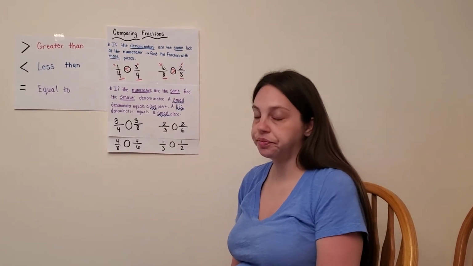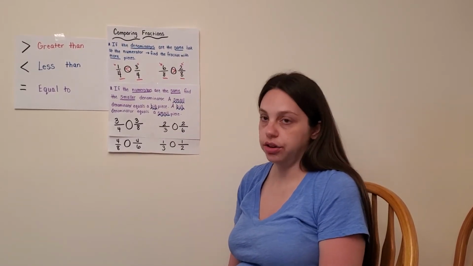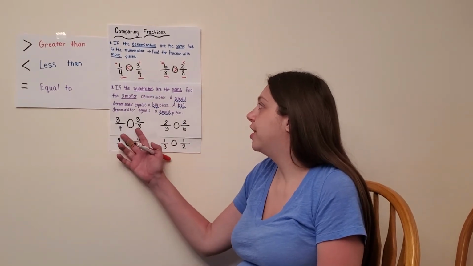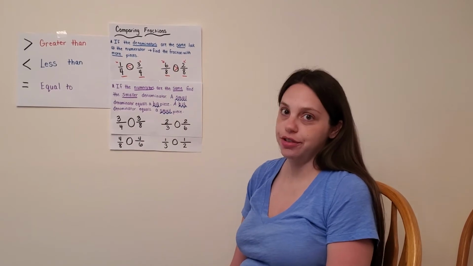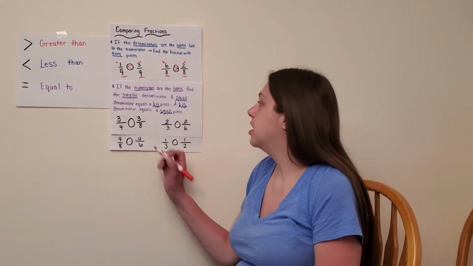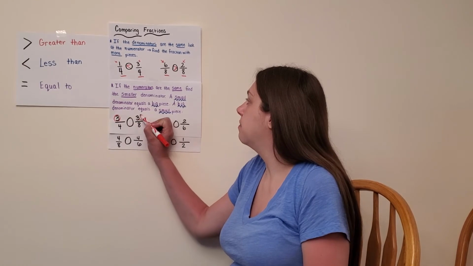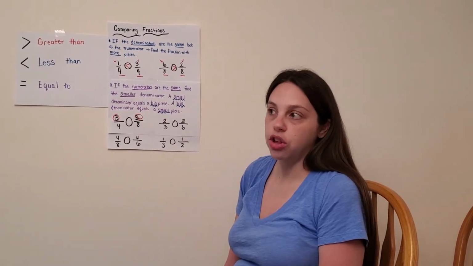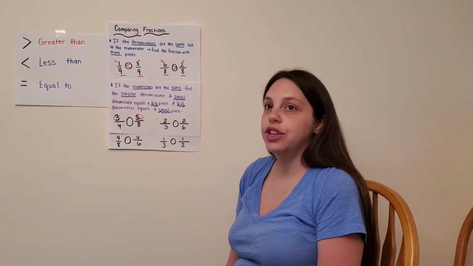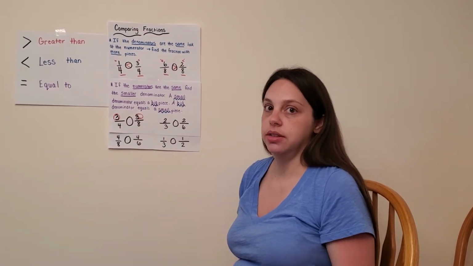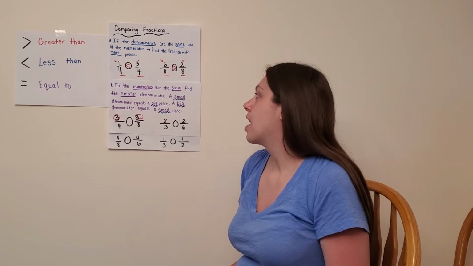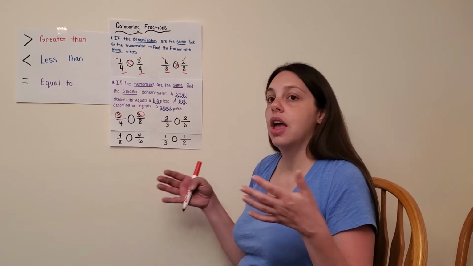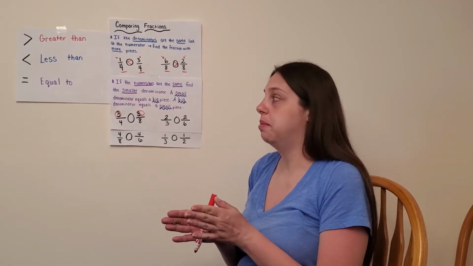Now, here is where it gets a little tricky. If the denominators are different and the numerators are the same. So if you see the numerators here are the same, you're going to find the smaller denominator. The smaller the denominator, the bigger the piece of the whole. A smaller denominator means a bigger piece. A bigger denominator means a much smaller piece.